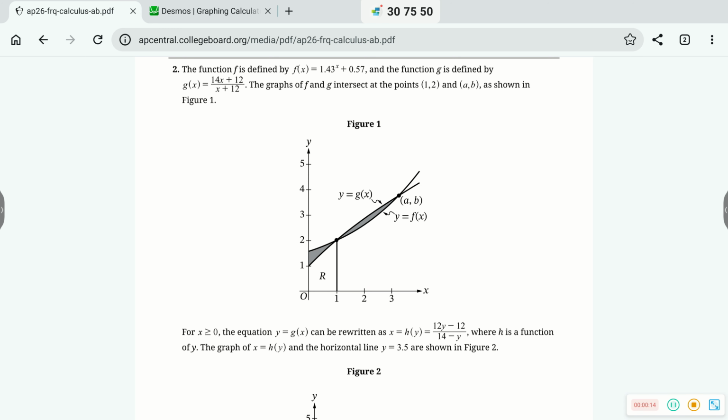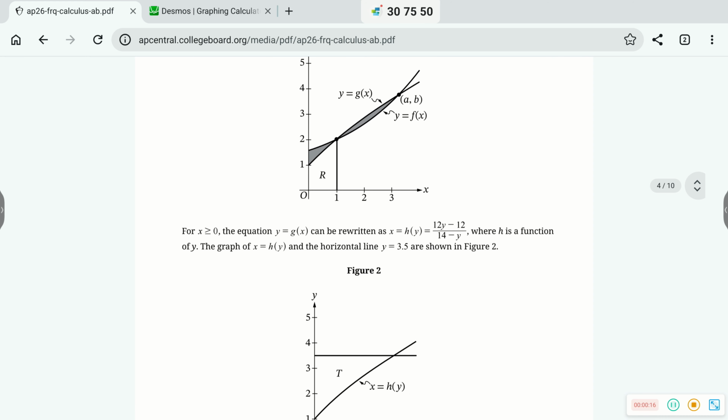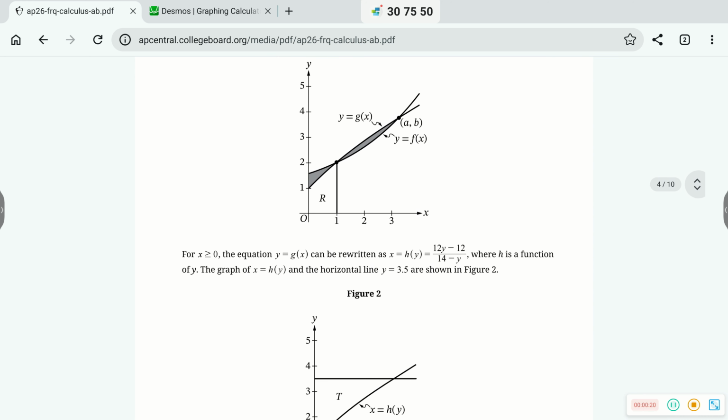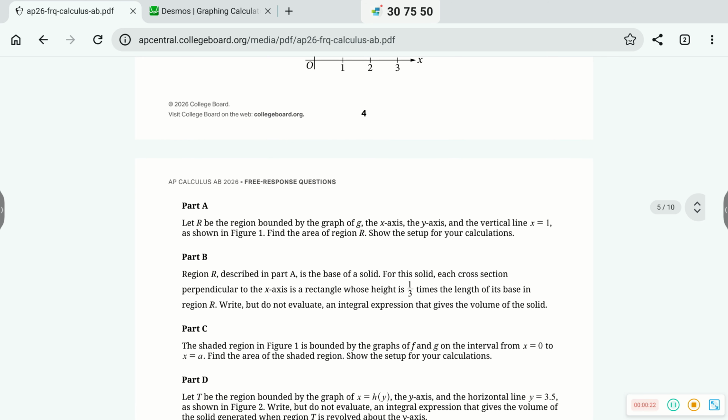All right, so I'll probably have to draw a little bit in figure one and then another in figure two here. And I assume we're going to do some cross sections and rotations and such. Let's read part A. Let R be the region bound by the graph of g, the x-axis, the y-axis, and the vertical line x equals 1.